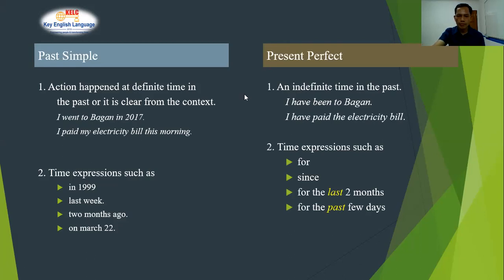Usually, the present perfect time expressions are for and since. Or you can also use for the last 2 months, the last 2 months. Or for the past few days, the past few days.